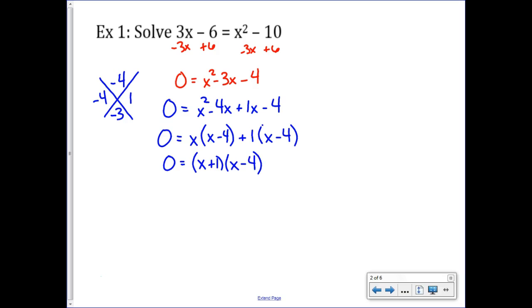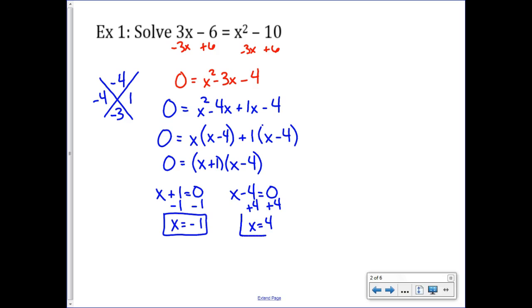Now, here's our extra step. Now that we know that 0 is equal to these two factors, I'm going to set them each separately equal to 0. Then we want to solve each one. So I want to get x by itself, so I subtract 1 from both sides, so I get x equals negative 1. That's my final answer there. I'm going to add 4 on this one, and then I get x equals 4, and that's my final answer here.